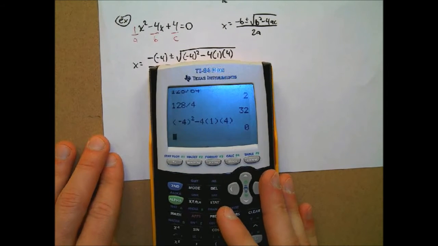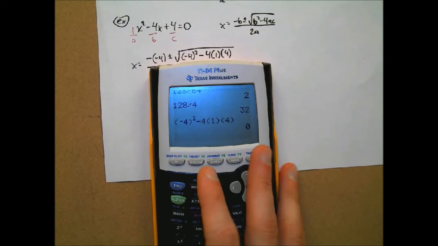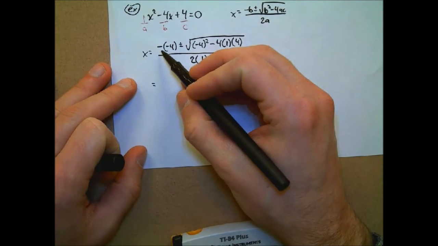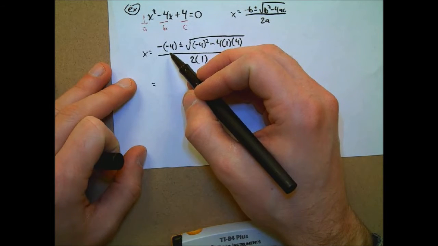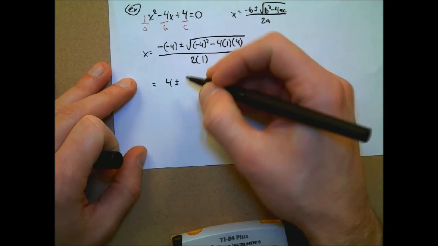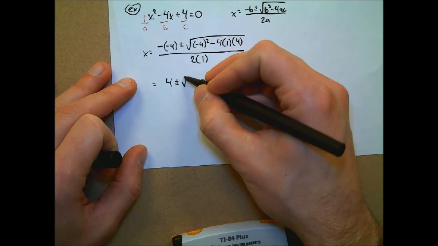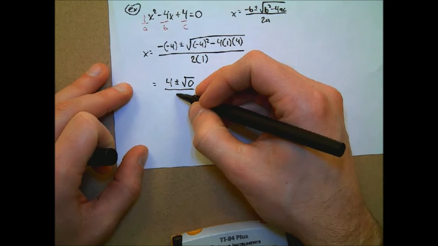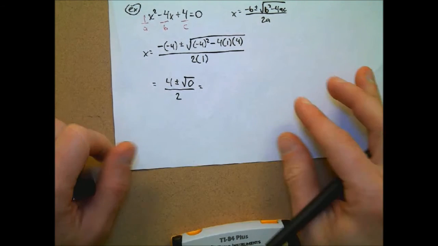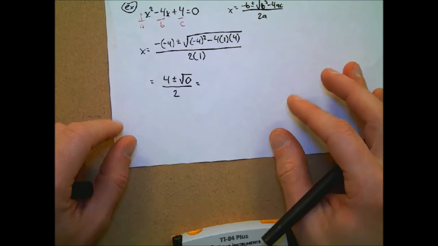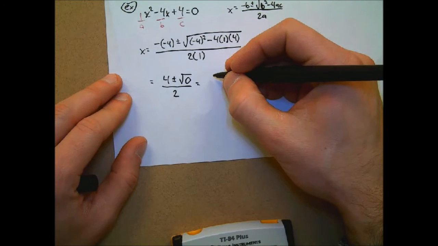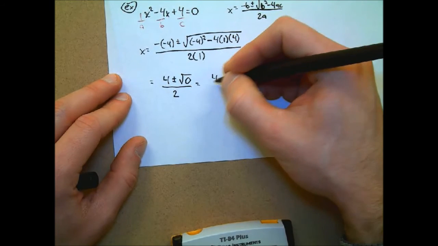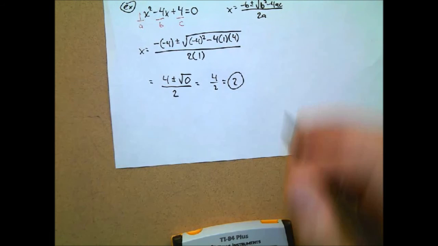Hey, 0. That's nice. Okay. So let's simplify this too. So what's negative 4 become? Positive 4. Plus or minus. This discriminant was 0, so it's going to be the square root of 0 all over, what's 2 times 1? 2. What's the square root of 0? 0. What's 4 plus or minus 0 going to be? 4. We have one answer there, 2. Okay?